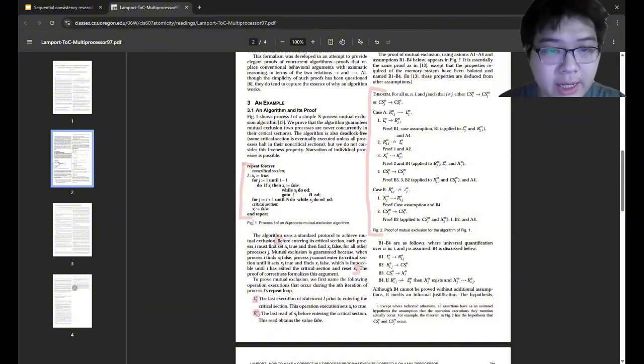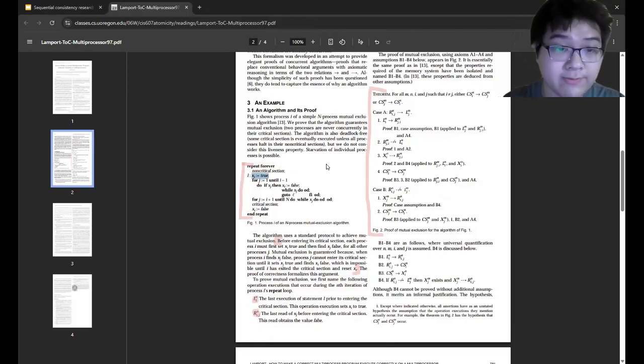So in this algorithm, which is for a specific process i, before entering its critical section here, this process i must first make its x_i true, and then check the x of another process called j.